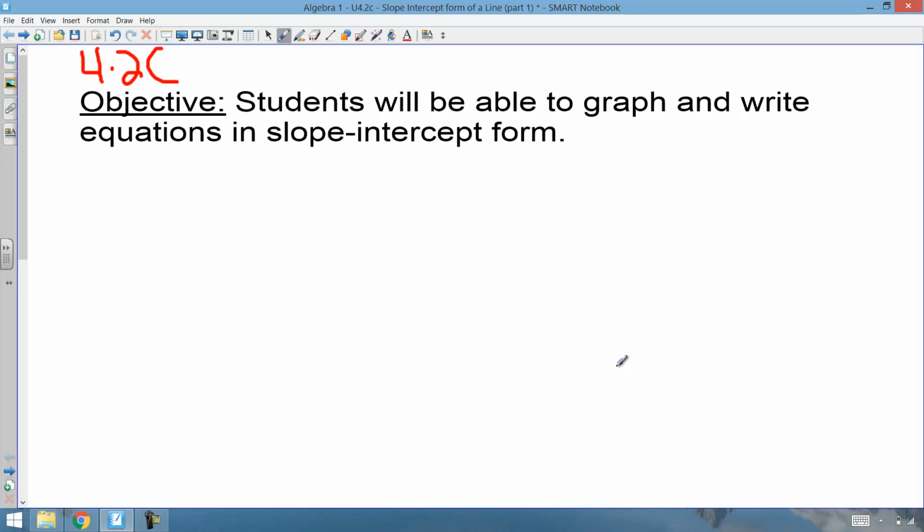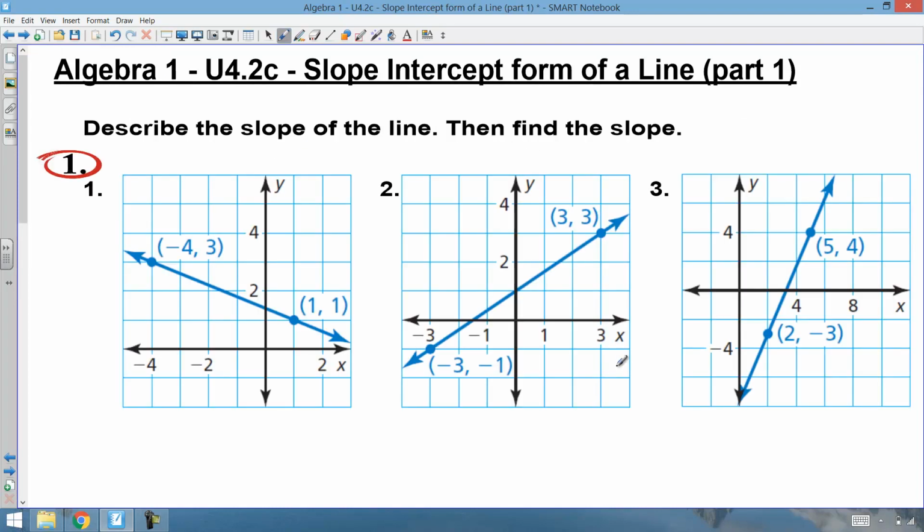Today you're going to be able to graph and write equations that are in slope-intercept form, and perhaps even be able to change them into a different form. So this is what you should be looking at on your handout right here. Describe the slope of the line and then find the slope.